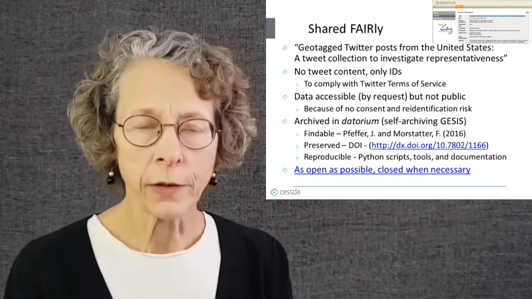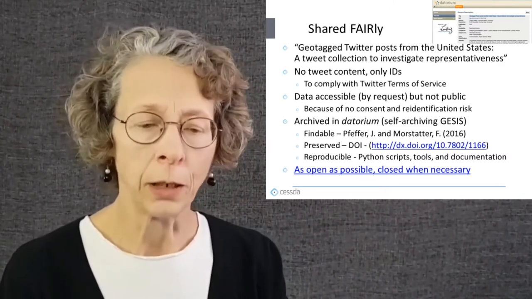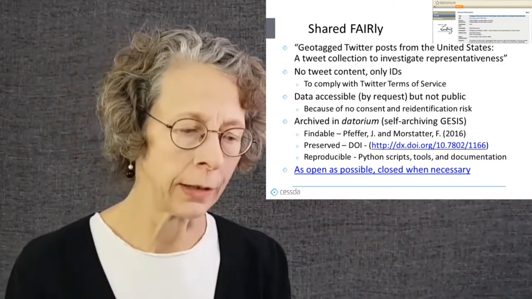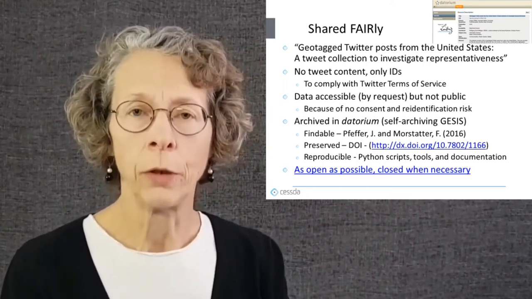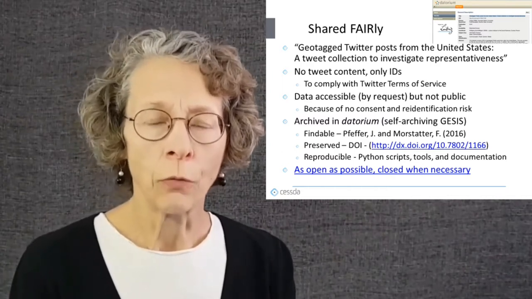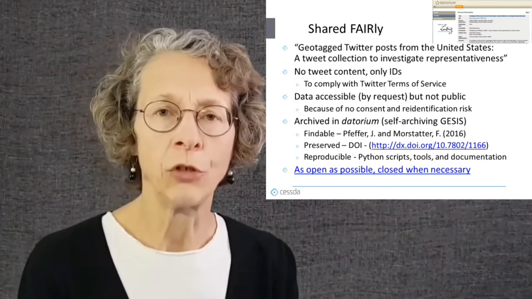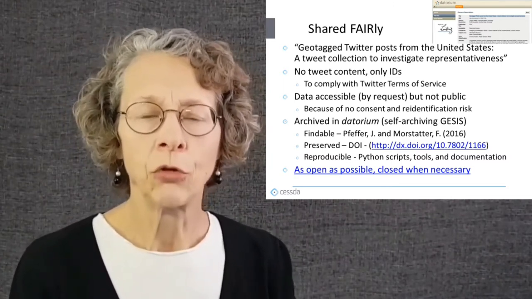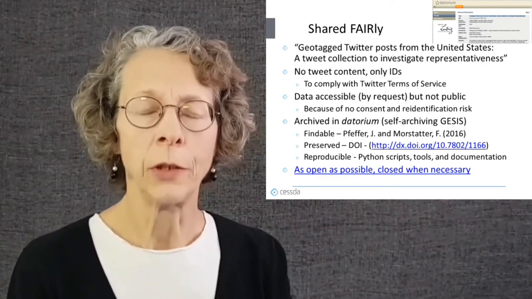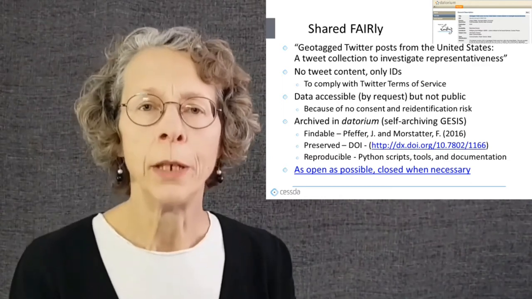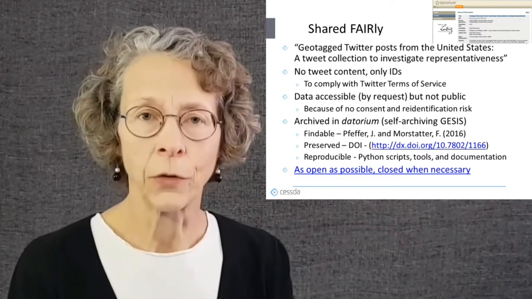So as with the previous study, the decision was to archive only tweet IDs, again, to remain compliant with Twitter's terms and conditions. However, this study went through additional ethical review, and the decision rested on the risk of disclosure based on the provision of the geo information. And that risk was judged small but significant enough that this data set isn't open, isn't publicly available, but is under a more restricted access category of requiring permission to get access to the data.